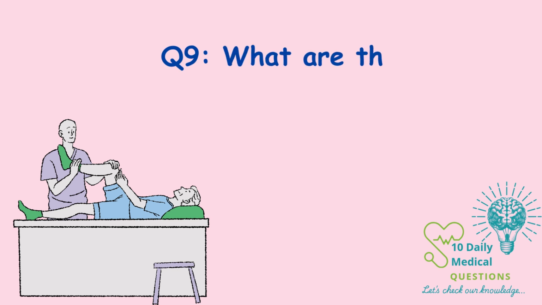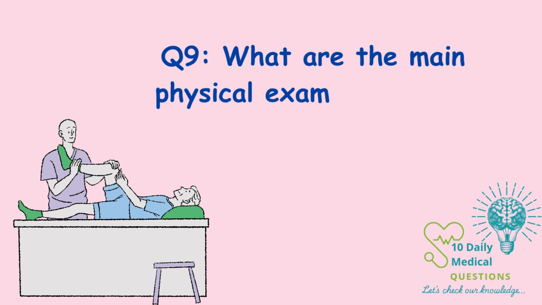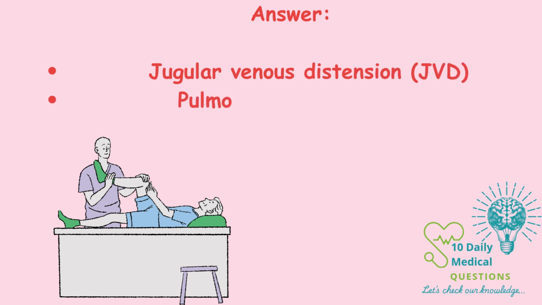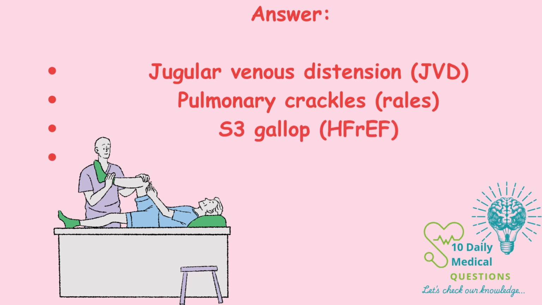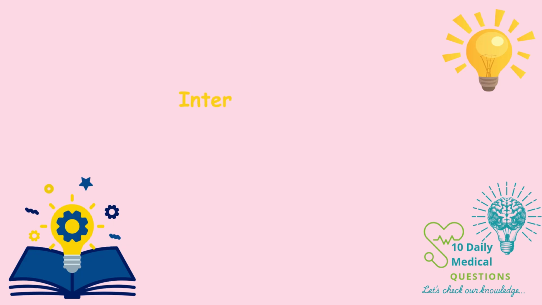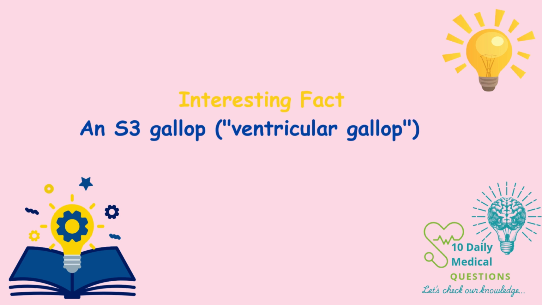Question 9. What are the main physical exam findings in heart failure? Answer: jugular venous distension, pulmonary crackles, S3 gallop in heart failure with reduced ejection fraction, S4 gallop in heart failure with preserved ejection fraction, and pitting edema. Interesting fact: an S3 gallop, ventricular gallop, is highly specific for heart failure with reduced ejection fraction.